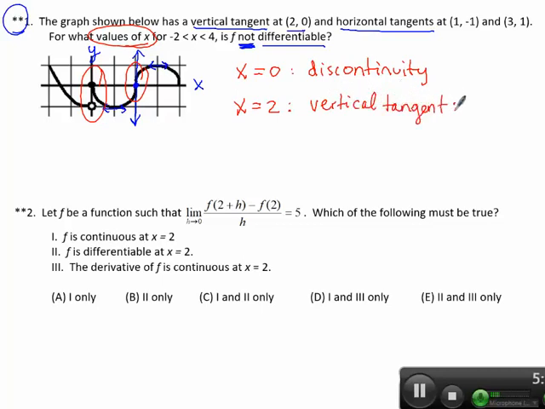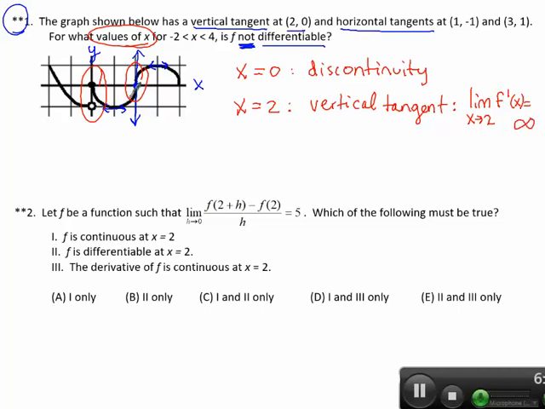And let's practice writing what that means in terms of limits. The limit as x approaches 2 of the derivative of the function equals infinity.